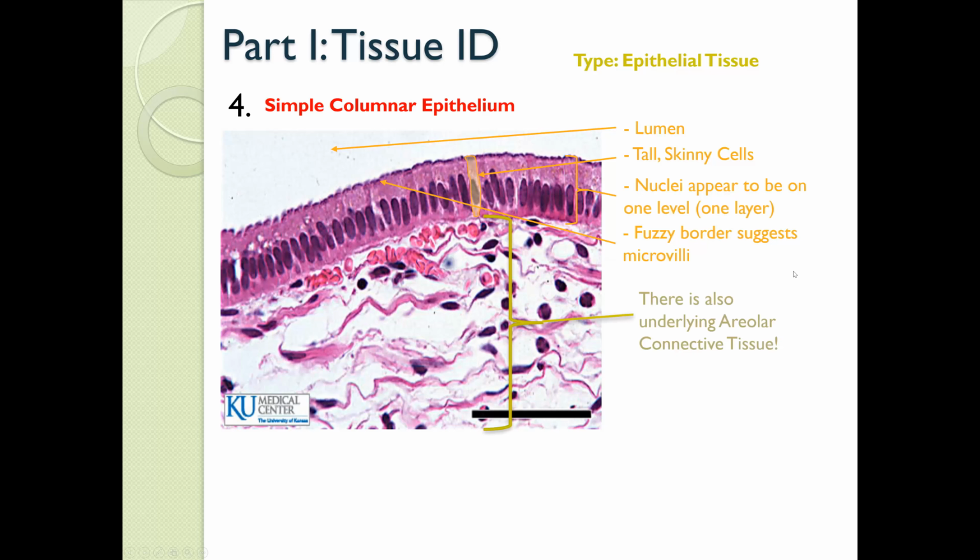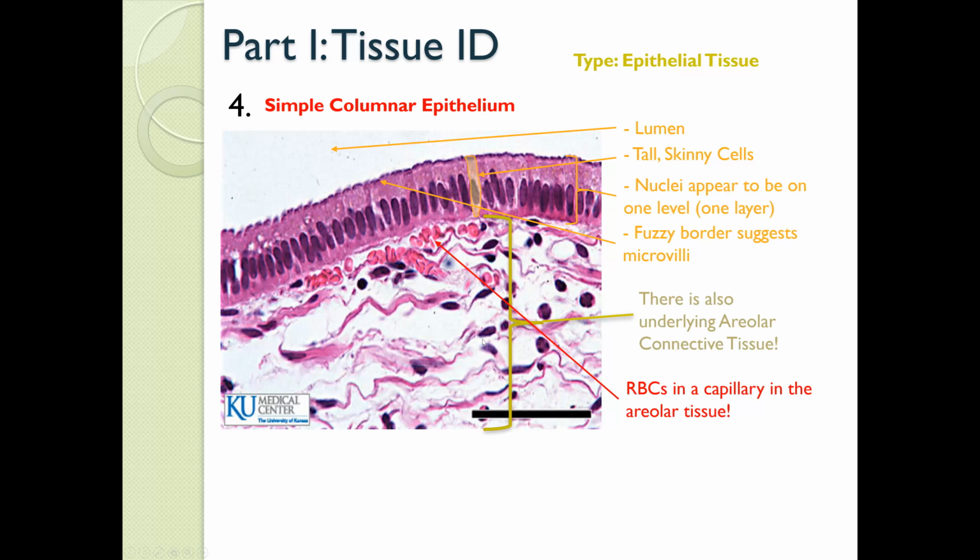You might have also noticed that there is underlying areolar connective tissue because, as we learned, a lot of the epithelium has connective tissue underneath, so this is areolar connective tissue. And you might also have noticed the little red blood cells. So these are in a capillary, which is the smallest type of blood vessel, that is running through the areolar connective tissue. So remember, epithelia, which is just this top layer here, is avascular, meaning it has no blood vessels.